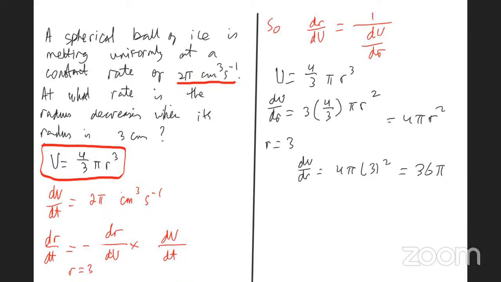So last part, dr/dt is equal to -1 over 36 pi multiplied by 2 pi. The 2 will cancel, so you'll get -1/18. Right, -1/18. Okay, copy down.